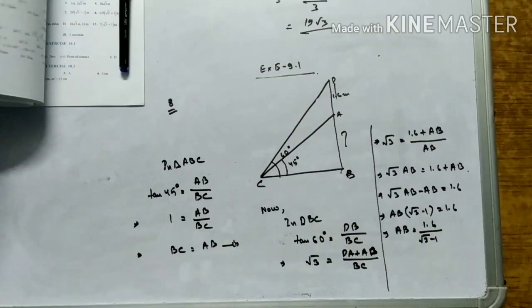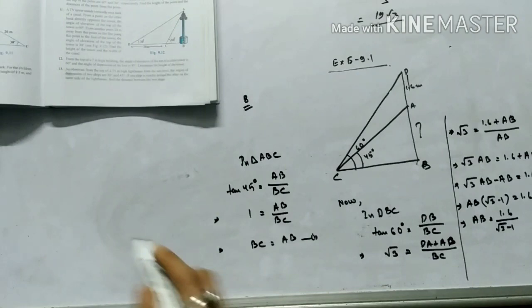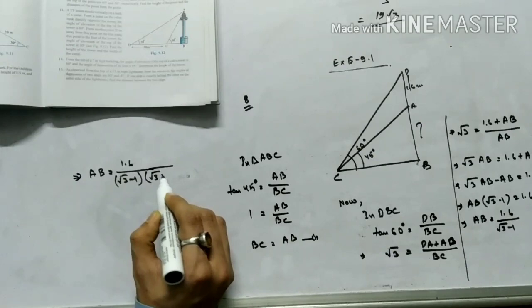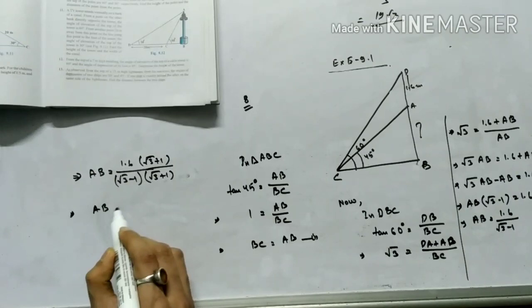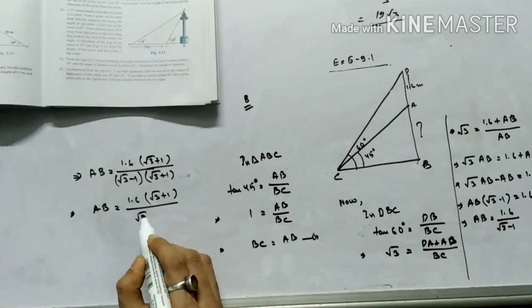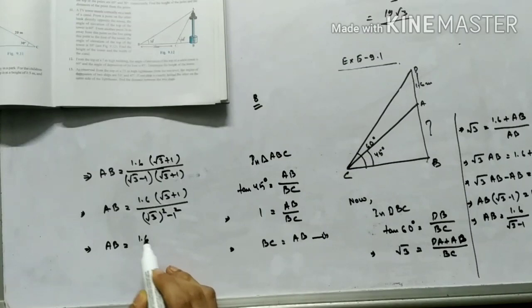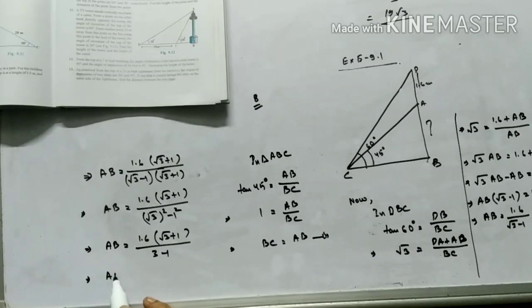Now in here, this one I will rationalize. So AB is equal to 1.6 by root 3 minus 1. Both numerator and denominator I will multiply by root 3 plus 1. So AB is equal to 1.6 times (root 3 plus 1), and the denominator becomes root 3 the whole square minus 1 square, using the (a plus b)(a minus b) formula. So I get AB is equal to 1.6 (root 3 plus 1) by 3 minus 1, which is 1.6 (root 3 plus 1) by 2.